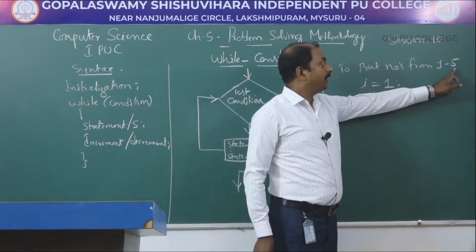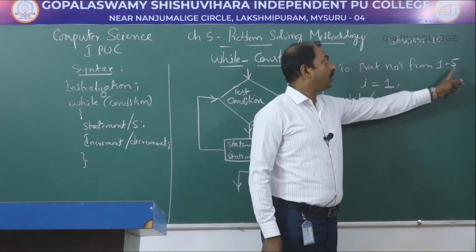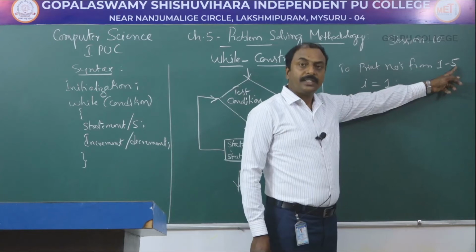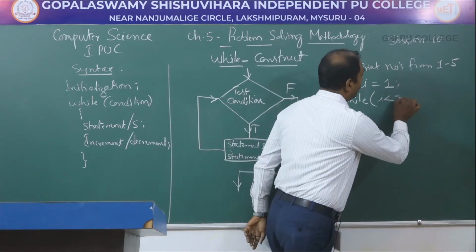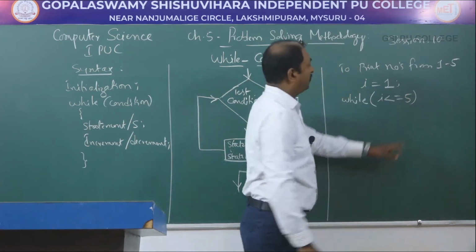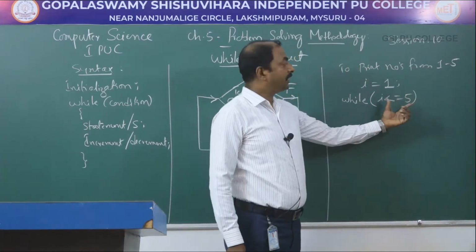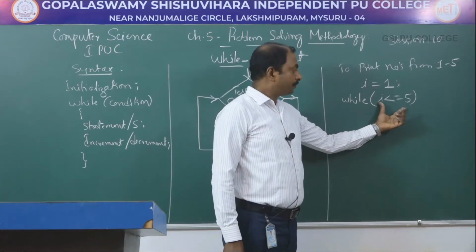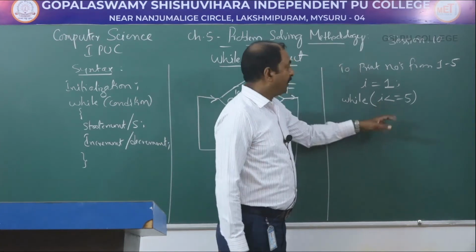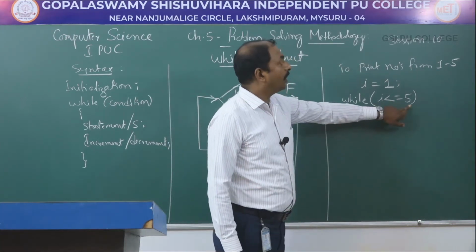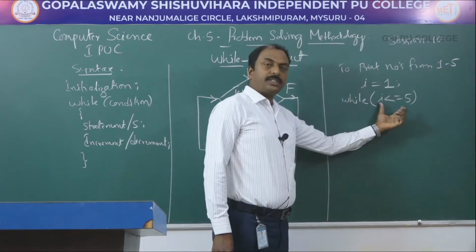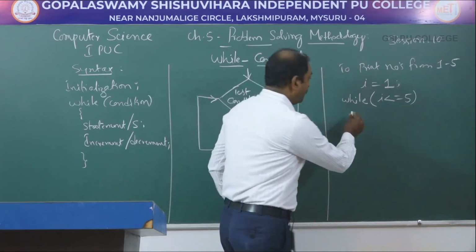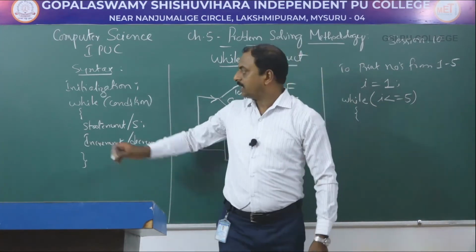The condition is, see, I want to print numbers from 1 to 5. So the condition will be: value of i is less than or equal to 5. This is the final value, or this is the condition. So the meaning is that we are printing numbers from 1 to 5 as long as this condition is true. And inside this, open the bracket as per the syntax.